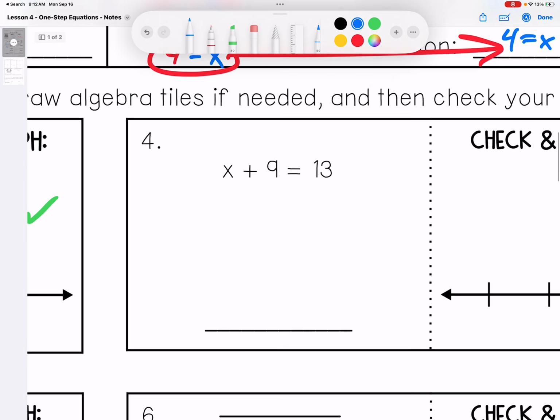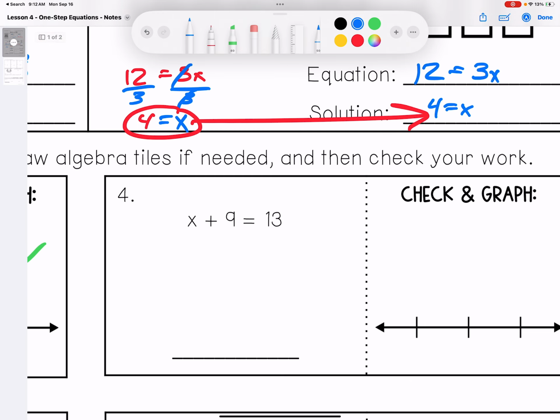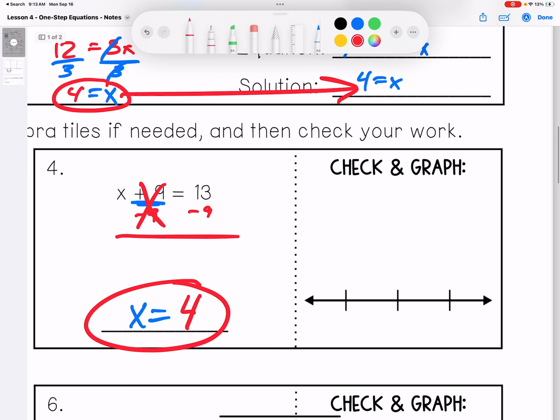All right. This one, we need to get x by itself, so we need to end up right there. How do we get there? We've got to get rid of that plus 9. How do we do that? What is the opposite of that? Subtraction. So we're going to subtract 9 from both sides. Whatever you do to one, you do to the other. 9 minus 9 is 0, so they cancel out, which is perfect. We're left with x. 13 minus 9 is 4. So the answer is 4.